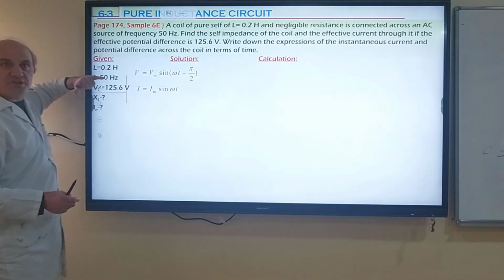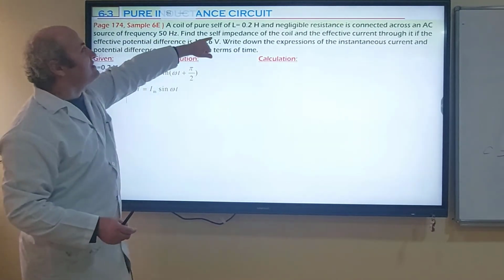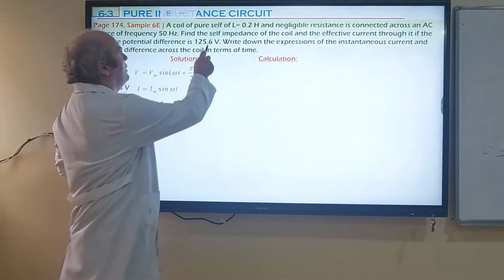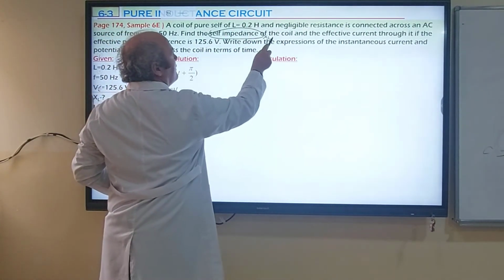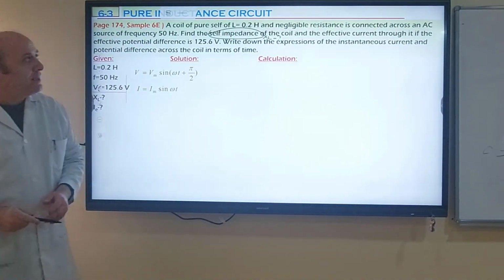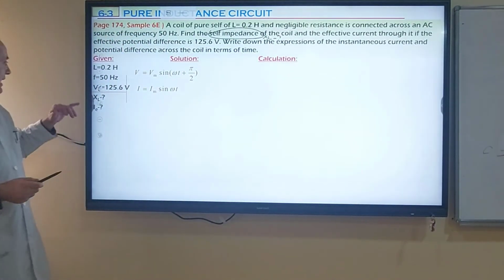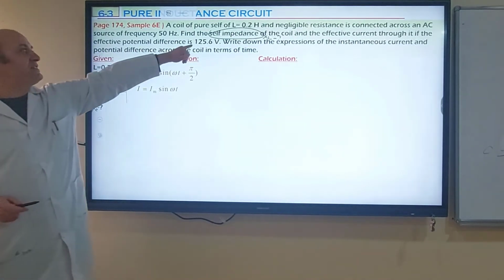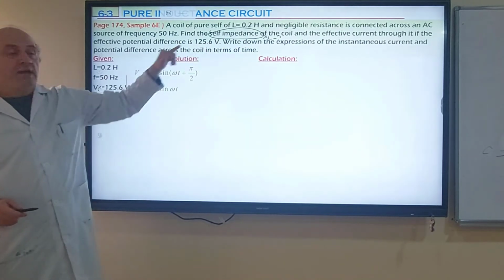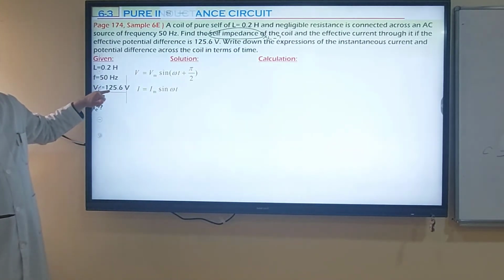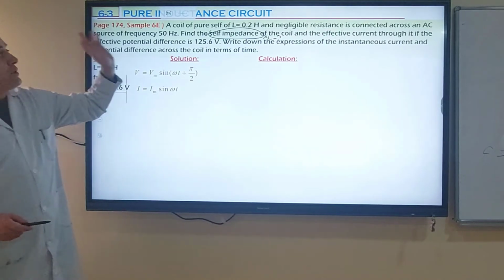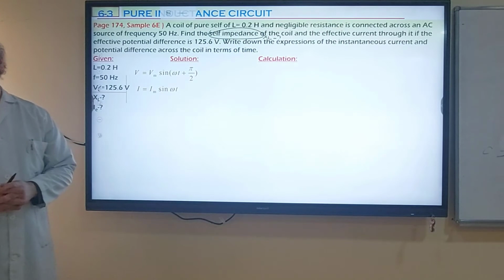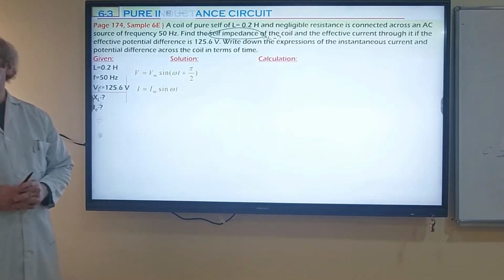The frequency of the generator is 50 Hz. Find the inductive impedance, XL, of the coil, and the effective current through it. Calculate XL and the effective current, if the effective potential difference is 125.6 volt. Then write down the expressions of instantaneous current and instantaneous potential difference across the coil in terms of time.